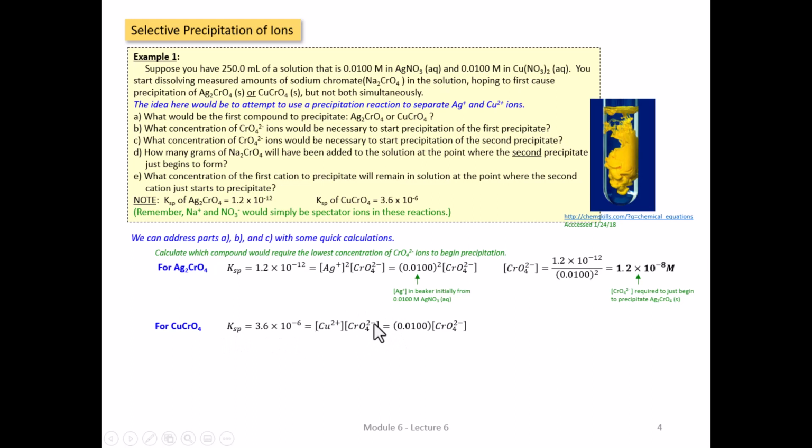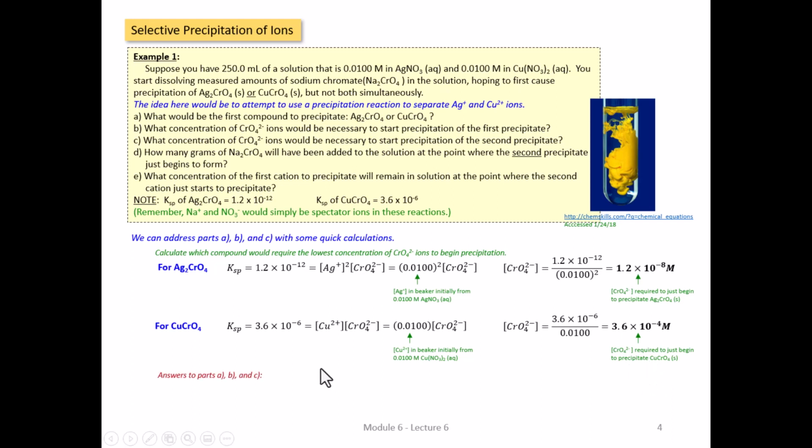Write out the solubility product for copper chromate, fill in the concentration of copper ion, which we said was 0.01 in the solution to begin with, and calculate the chromate ion concentration needed to get this whole solubility product equal to the KSP, and it turns out to be 3.6 times 10 to the minus 4 molar. That would be the chromate ion concentration required to just begin precipitating copper chromate.